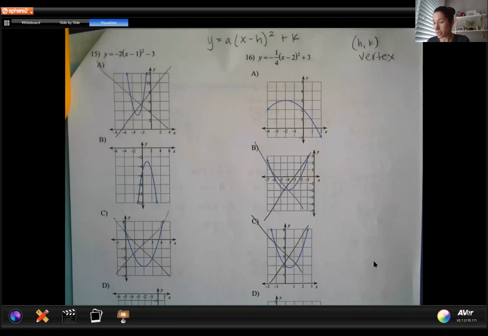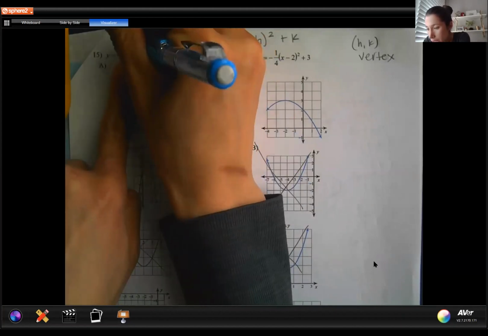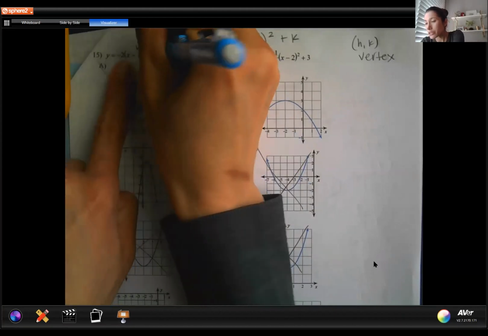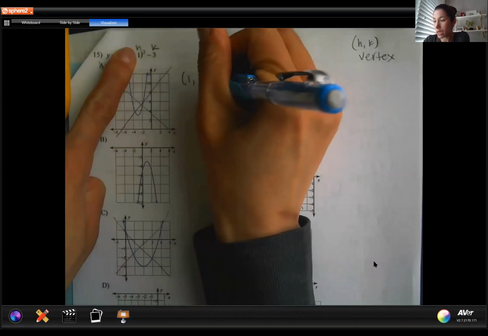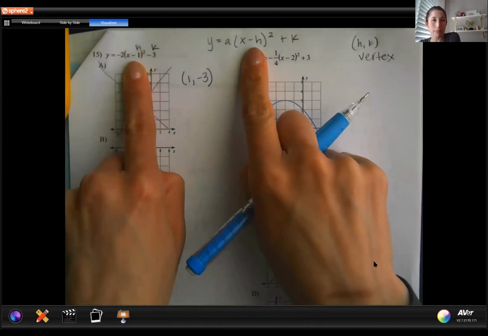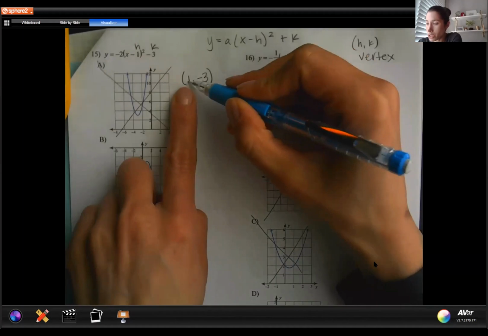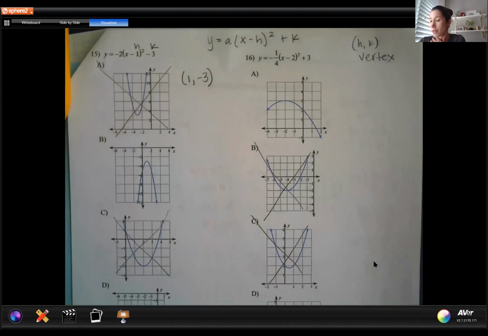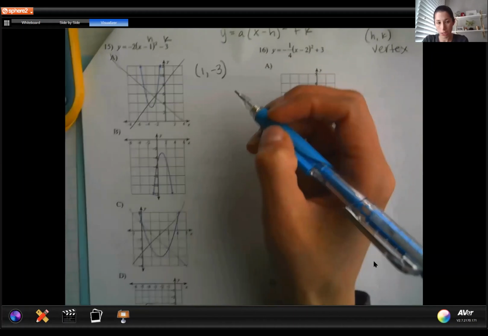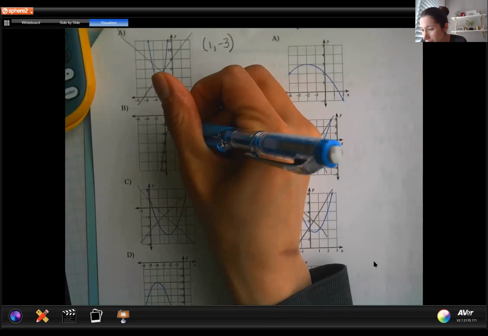So our vertex for this equation, so it says x minus h. So this is the h, this is the k. So our h is 1, and our k is negative 3. And that it is positive 1, even though it says x minus 1, and that's because it's x minus whatever our h is. So if I were to put 1 in there, it'd just be x minus 1, which is what this equation looks like. So now we're looking for a graph that has a vertex at 1, negative 3. If we look at this point here, this is like 1, negative 3.